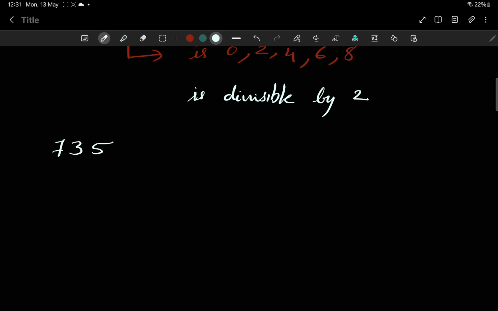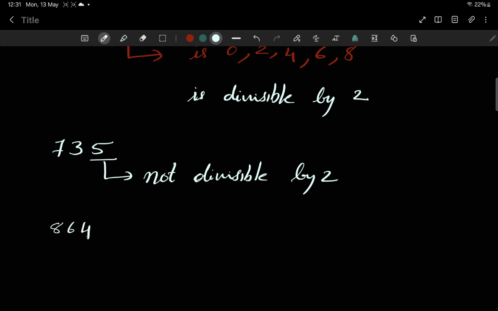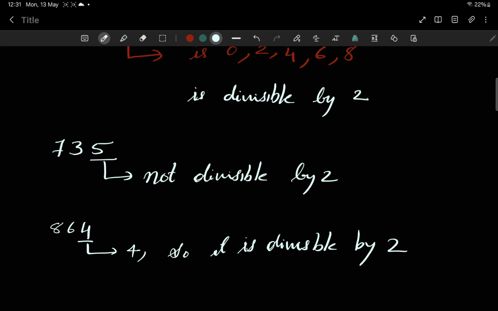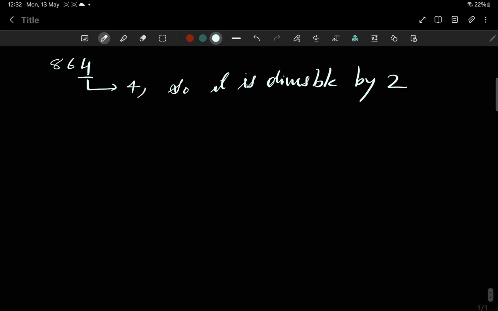Let me take one more example. 735. The last digit is 5, so it is not divisible by 2. 864. Here the last digit is 4, so it is divisible by 2. So this is the divisibility rule of 2.